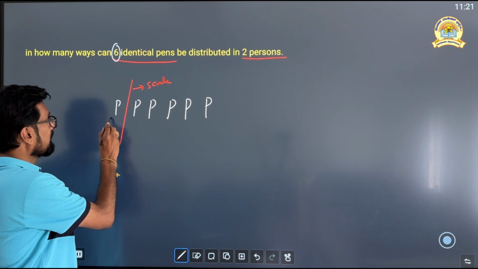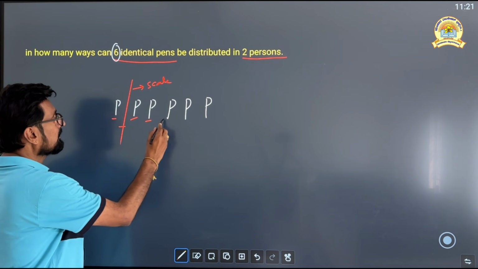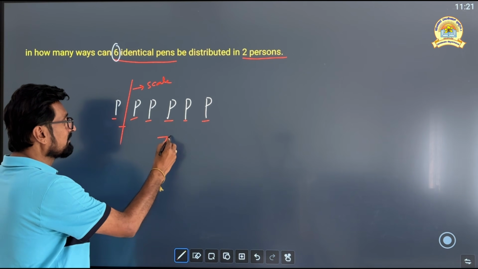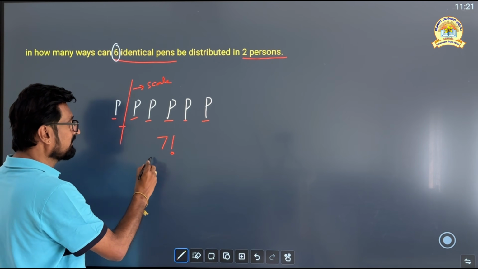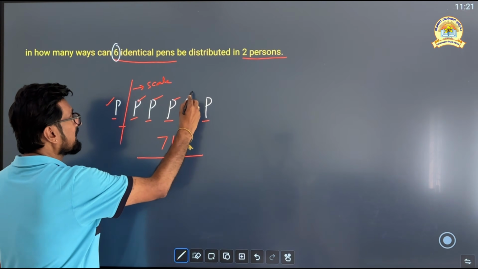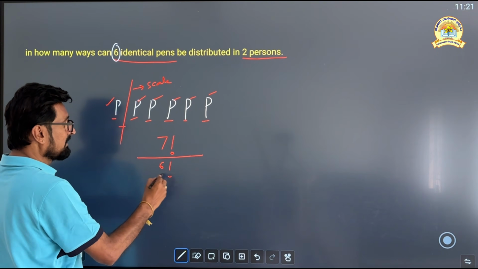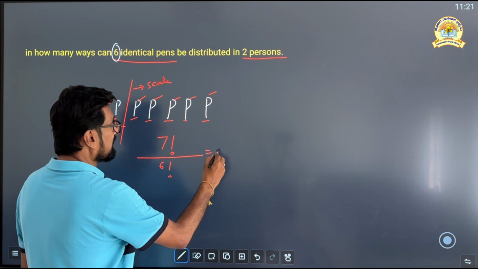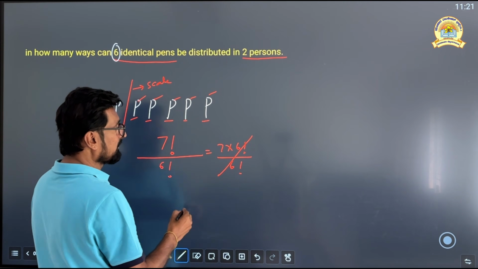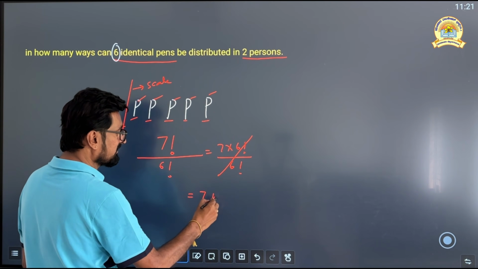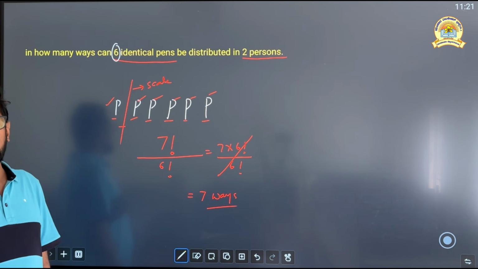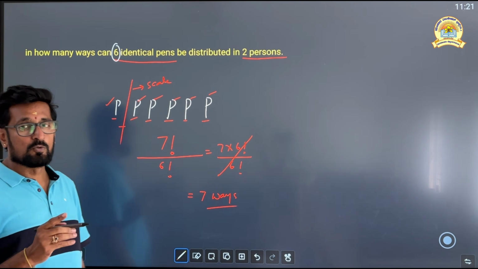Totally, there will be 1, 2, 3, 4, 5, 6, 7 things. 7 things can be arranged among themselves in 7 factorial ways, divided by 6 factorial, as we have 6 identical pens. So it is 7 into 6 factorial upon 6 factorial. 6 factorial will get cancelled. You are going to get 7. This is the way to distribute 6 identical pens among two persons.